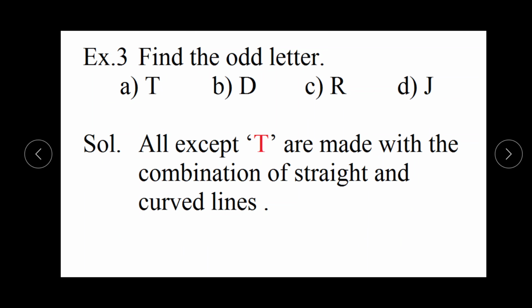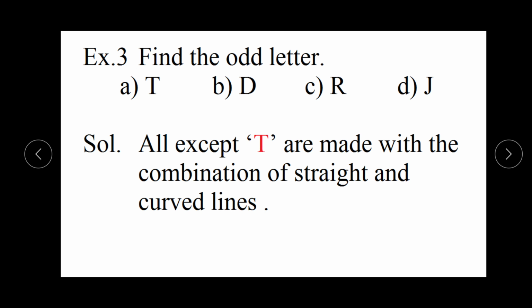On the basis of this, we do the first question: find the odd letter, T, D, R, J. Here the second, third and fourth options, D, R and J, are letters made with a combination of straight and curved lines. But the first option, T, is made with only two straight lines. It means T is the different, classified alphabet among these four options.